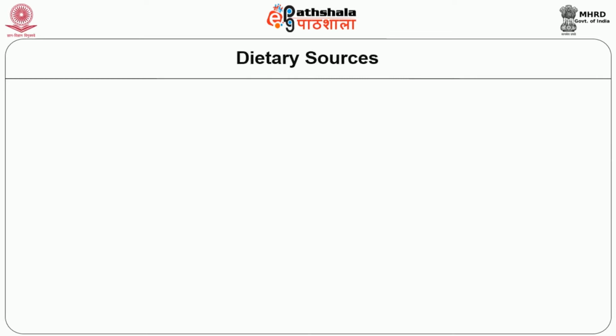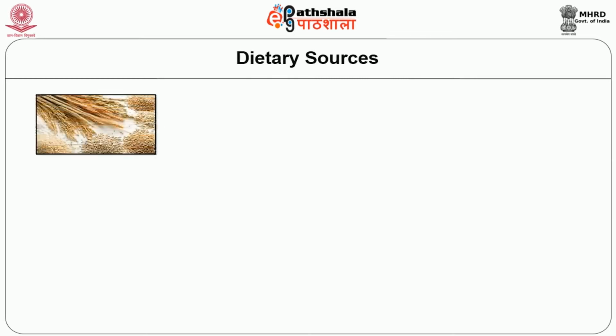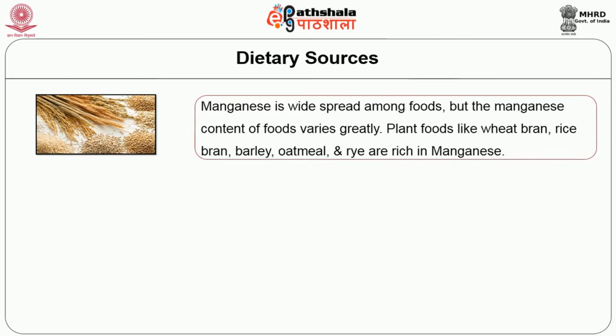Let us identify some of the food sources. Manganese is widespread among foods, but the manganese content of foods varies greatly. Plant foods like wheat bran, rice bran, barley, oatmeal and rye are rich in manganese, that is, they contain about 1 to 10 milligram per 100 gram.